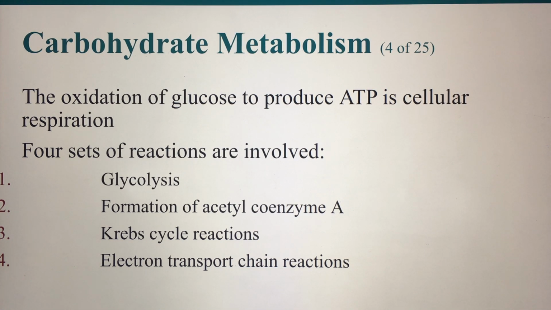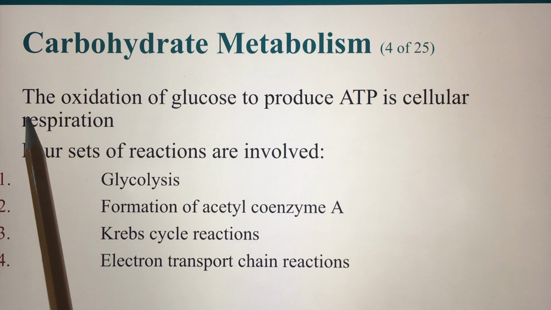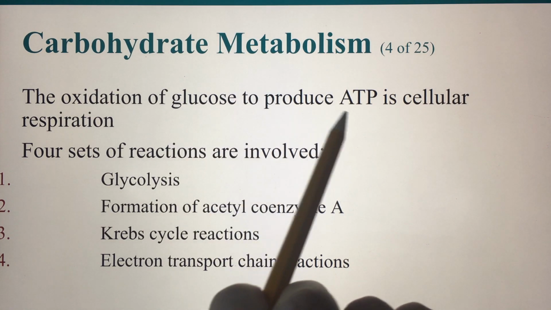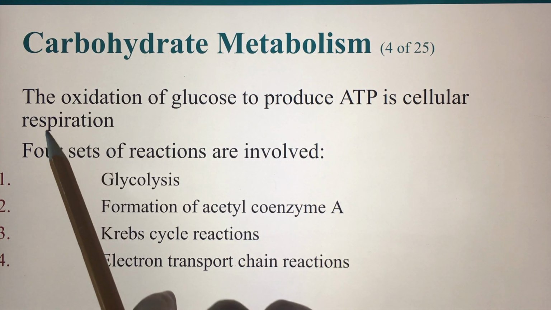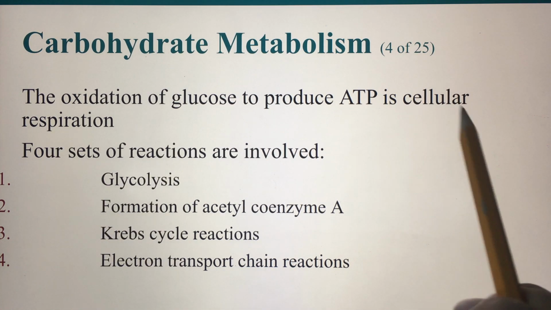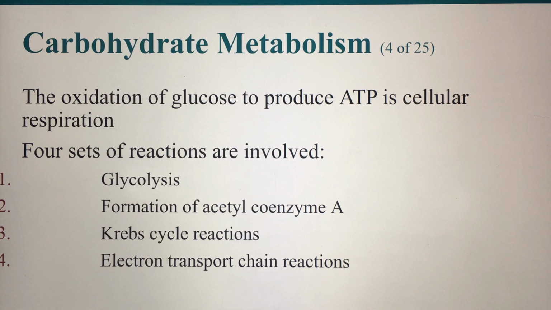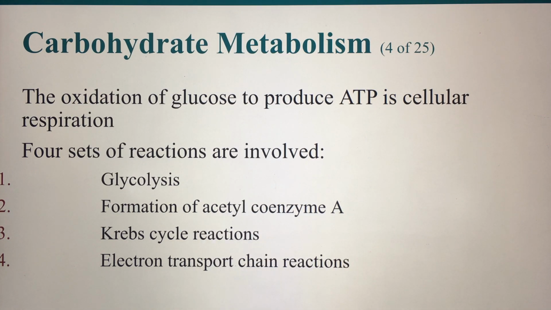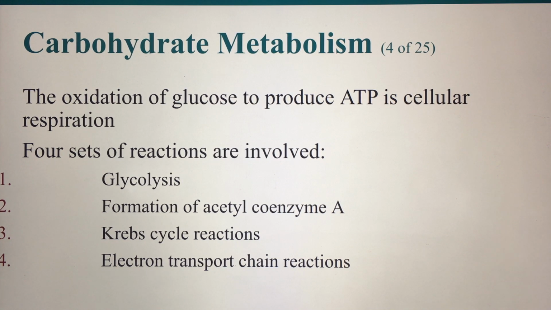Just to summarize what we learned in the previous videos about carbohydrate metabolism, the oxidation of glucose to produce ATP is called cellular respiration. It's a process made out of 4 steps that involves 4 sets of reactions, collectively called cellular respiration. These sets of reactions require oxygen, they require respiration, they require breathing, and these processes happen partially in the mitochondria, the organelles of the cells that produce energy.